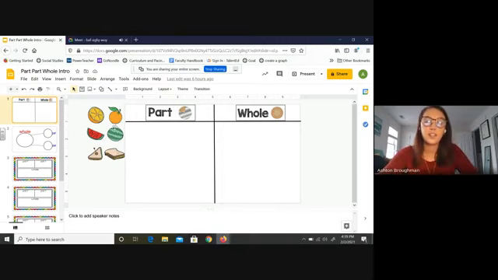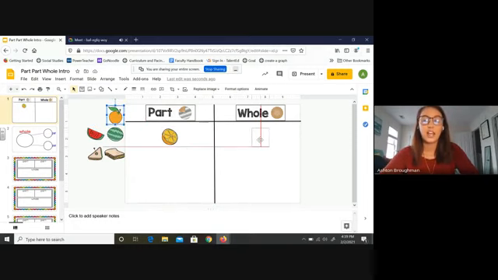So let's start with this orange right here. This picture of the orange has been split in half, so it's a part of an orange. It is not the whole thing because you can see the inside of it. But this right here, this orange, is the whole thing.